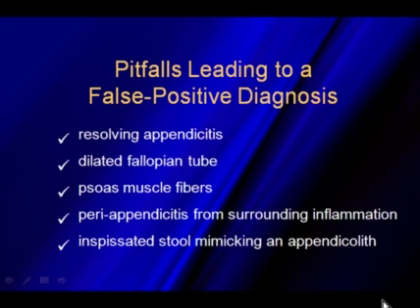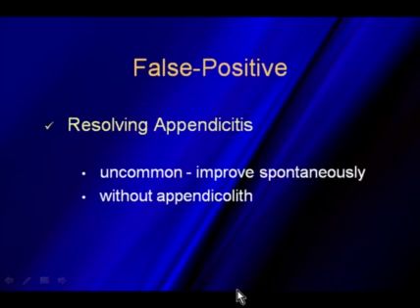Now, what are some pitfalls that can lead to a false positive diagnosis? Resolving appendicitis. If you have a dilated fallopian tube and you mistake that for being the appendix. If you accidentally mistake the psoas muscle, and you're like, how on earth can you do that? But I've actually seen where this was done before. If you mistake peri-appendicitis from other surrounding inflammatory processes, and we'll talk about that, or if somebody mistakes stool and assumes that it's an appendicolith when you're scanning over the cecum.